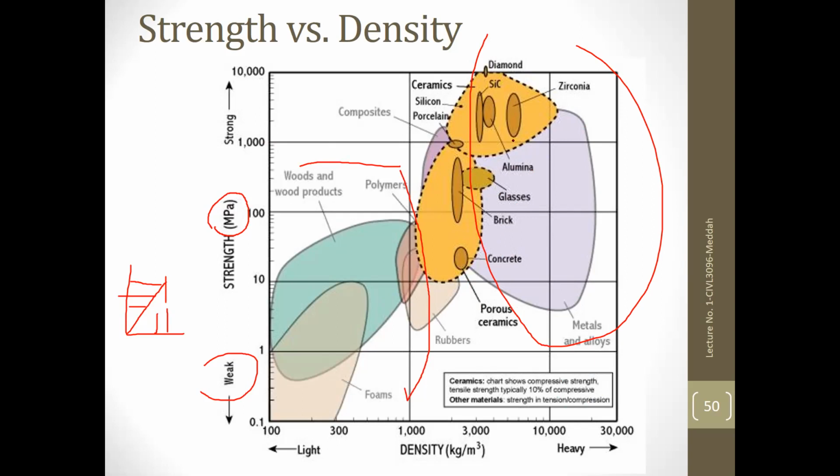Then you go to the area where you have some composite materials. A composite is a combination of the two, so the density and the strength will depend on those different combinations of materials. So density affects strength. General rule: high density will produce high strength.